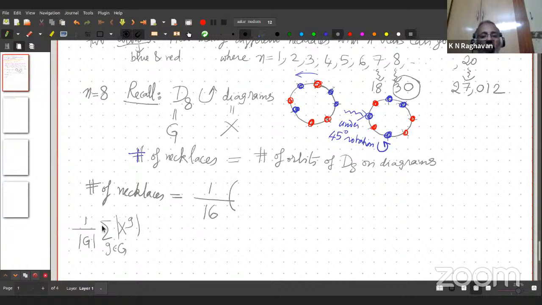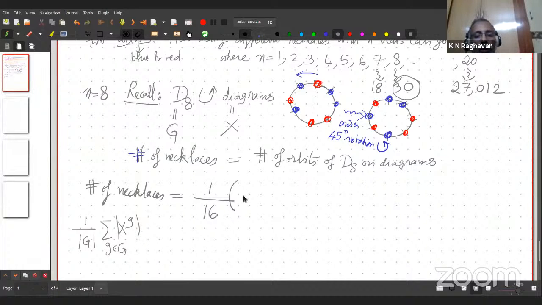calculation. So for each element of the group, I have to find out how many diagrams, this X is the set of diagrams. How many diagrams are fixed by G? That is, if I apply G, it won't affect the diagram. So for example, the first element to take would be the identity element. It's natural that we want to consider that first. So please tell me how many diagrams are fixed by the identity element.